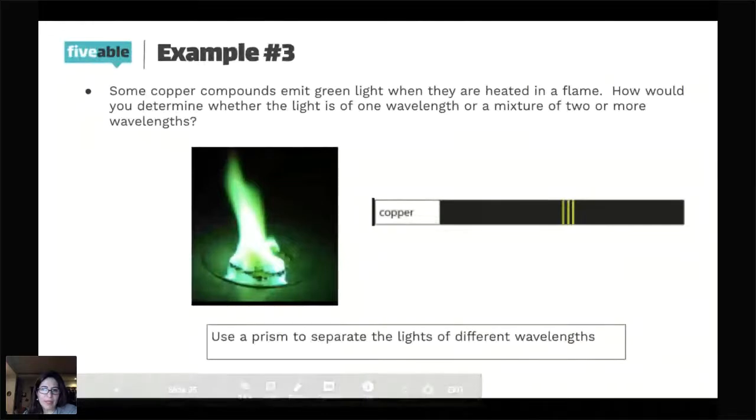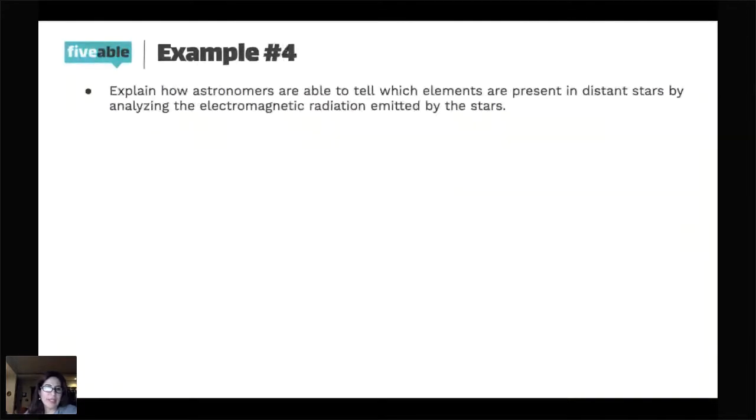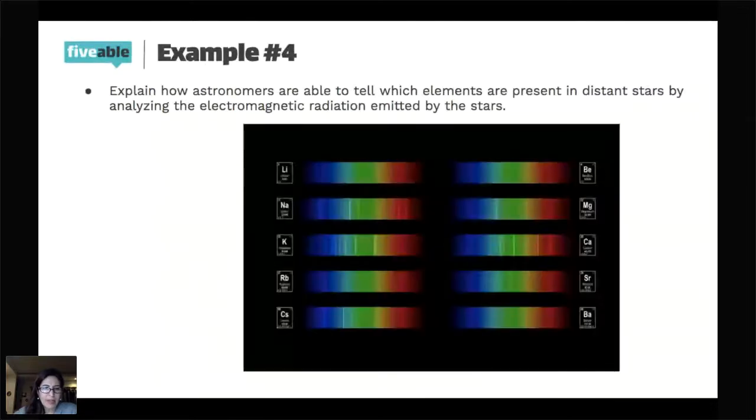Okay, another problem related to the atomic spectrum: explain how astronomers are able to tell which elements are present in distant stars by analyzing the electromagnetic radiation emitted by the stars. What they can do is compare the electromagnetic radiation with known elements here on Earth, and then they can match those elements with distant stars, and that's a way to know the elements that are present in the stars. Any questions?